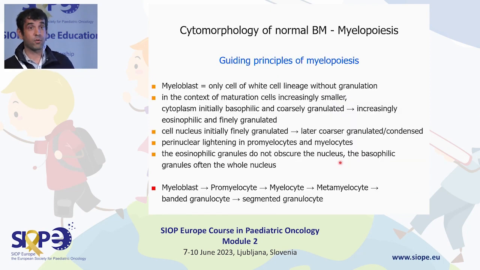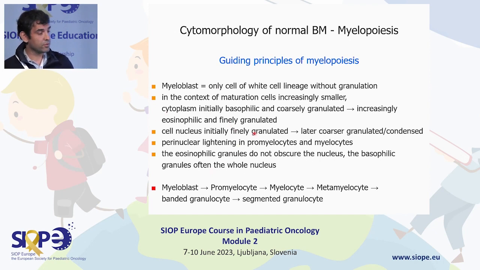Now the principles for myelopoiesis. The youngest cell is the myeloblast. This is the only cell within the white cell lineage which has no granulation. Then very similar to the erythropoiesis, the cytoplasm in the younger cells is usually basophilic and coarsely granulated, and with the maturation process, the cytoplasm becomes increasingly eosinophilic and finally granulated.